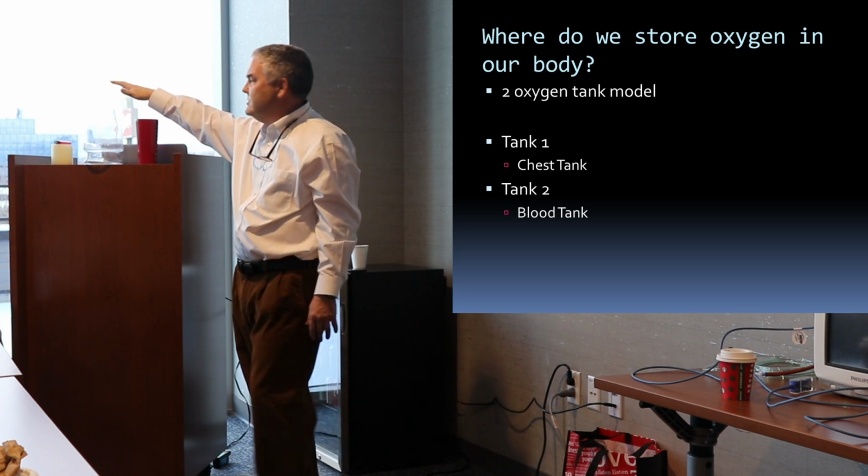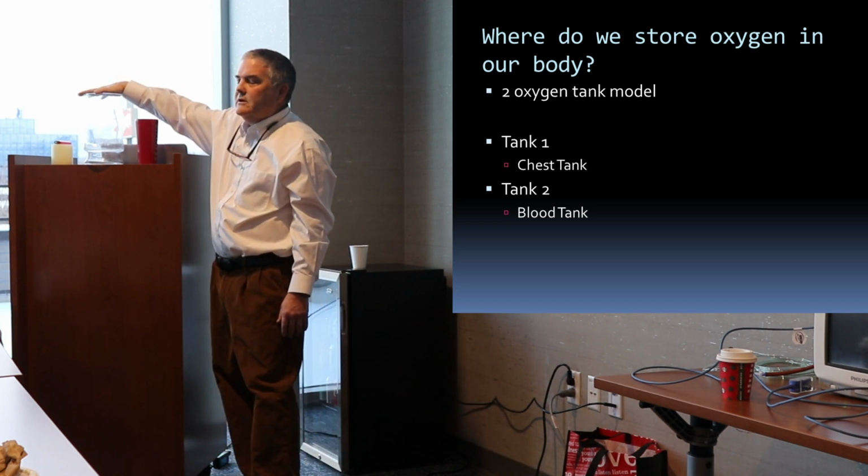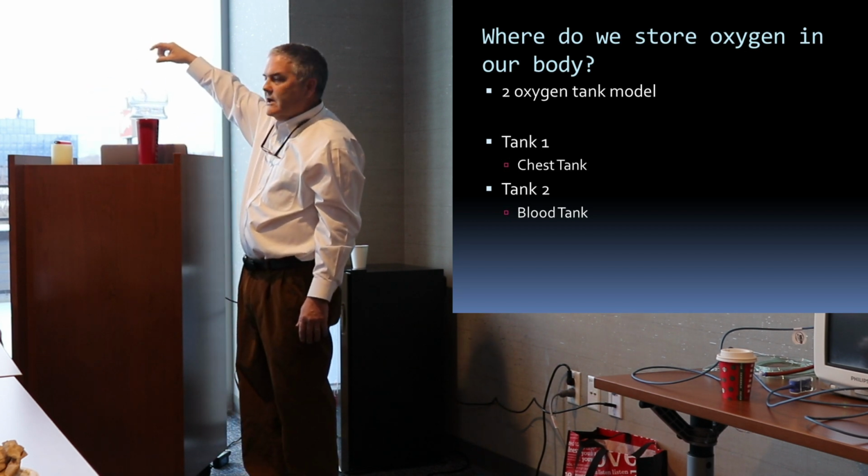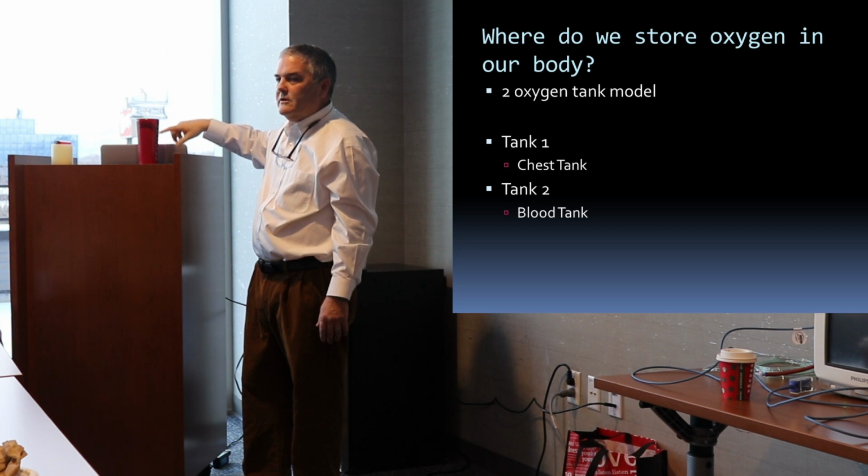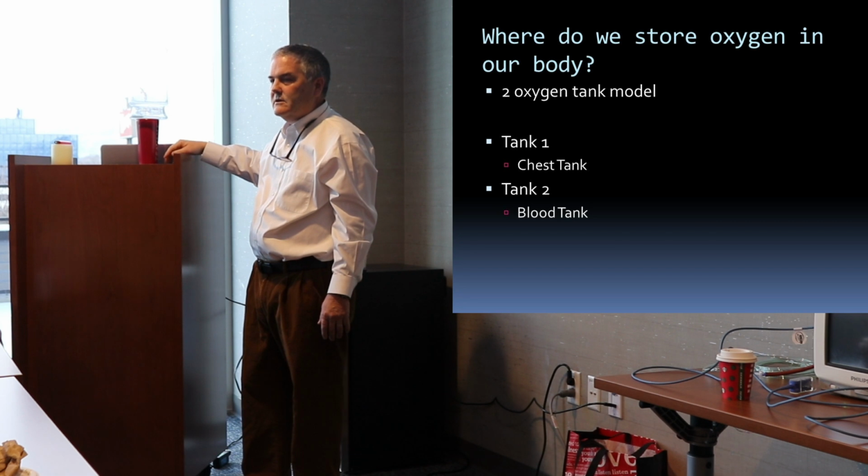Right? So when the CO2 stops, there's a big cover on top of this tank. It no longer fills with oxygen. Tank 1 sits on top of tank 2. Eventually this tank empties, and then we start to see the pulse ox decline.